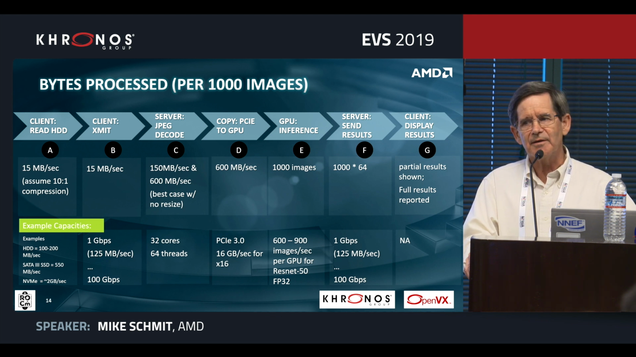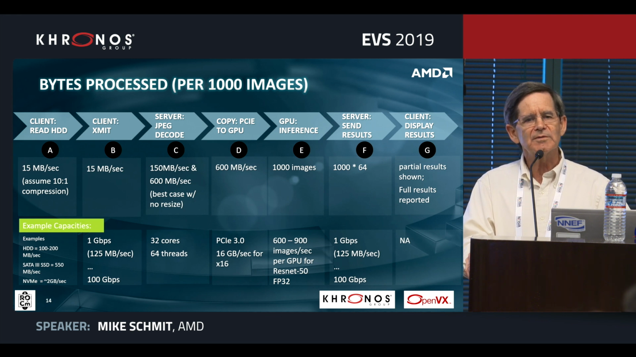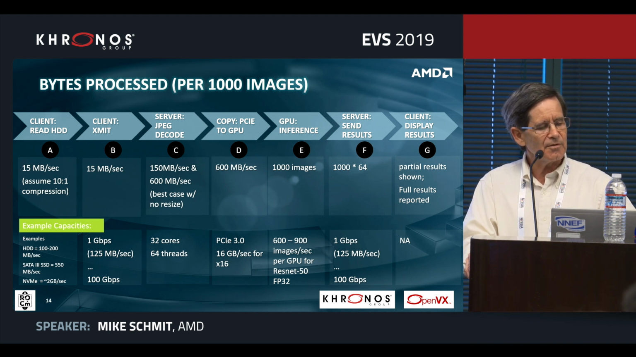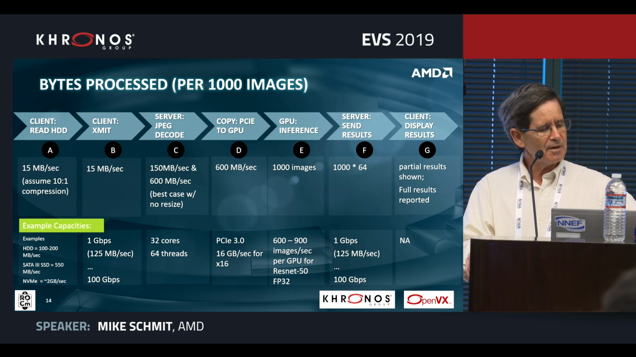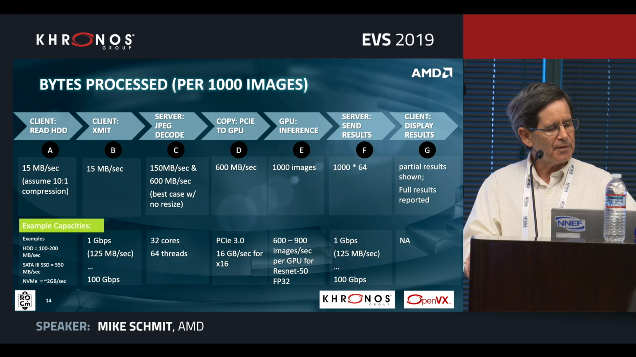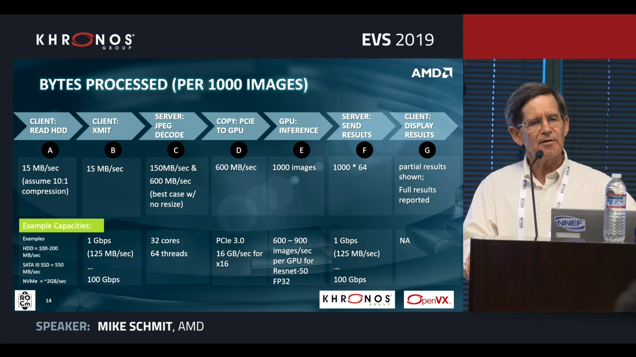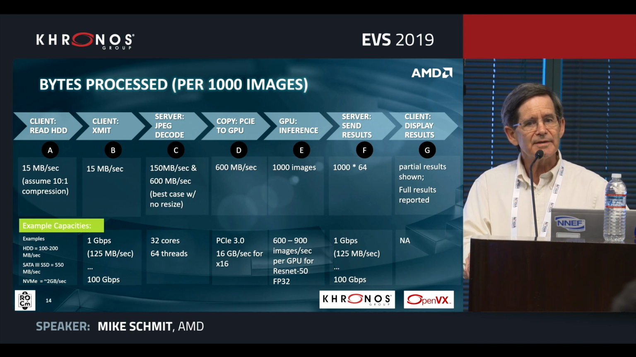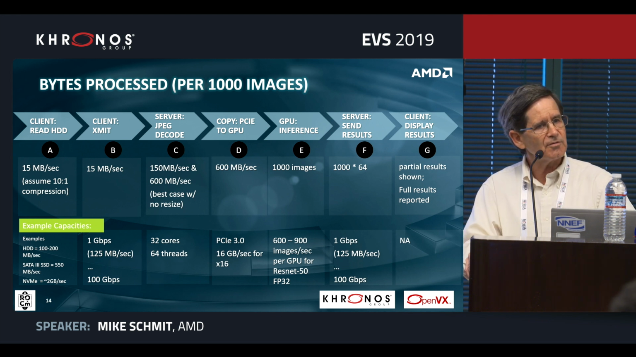This is basically an analysis of how we go about actually evaluating the performance of something like this. You can see all the steps A through G on there, and then what the step is. In the first row below that, I'm showing the bandwidth, or amount of bytes being processed. And then in the bottom row, there's a list of example devices and how fast they can process that.